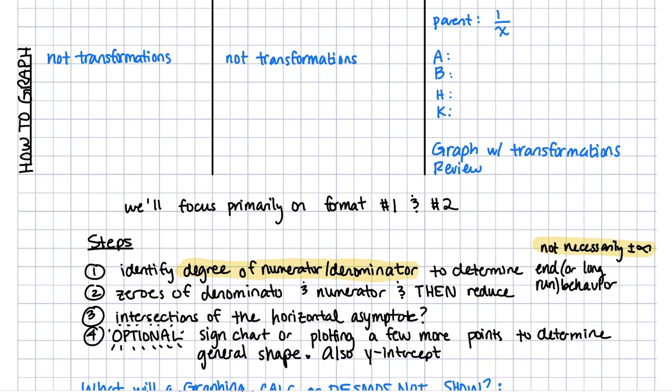Then from there, we're going to find the zeros of the denominator and numerator and reduce. If at all possible, we will factor and then reduce any like factors. But we want to know what the zeros are before we do that. So we want the zeros of the numerator and denominator, and then we're going to reduce.